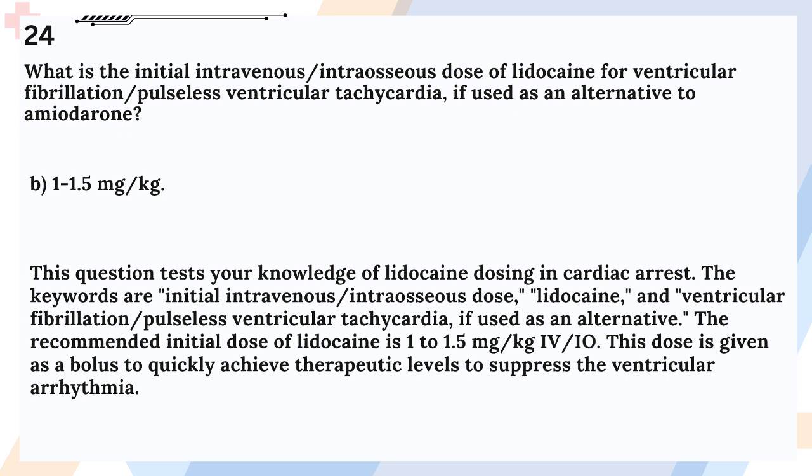This question tests your knowledge of lidocaine dosing in cardiac arrest. The keywords are initial intravenous/intraosseous dose, lidocaine, and ventricular fibrillation/pulseless ventricular tachycardia, if used as an alternative. The recommended initial dose of lidocaine is 1 to 1.5 mg/kg IV/IO. This dose is given as a bolus to quickly achieve therapeutic levels to suppress the ventricular arrhythmia.